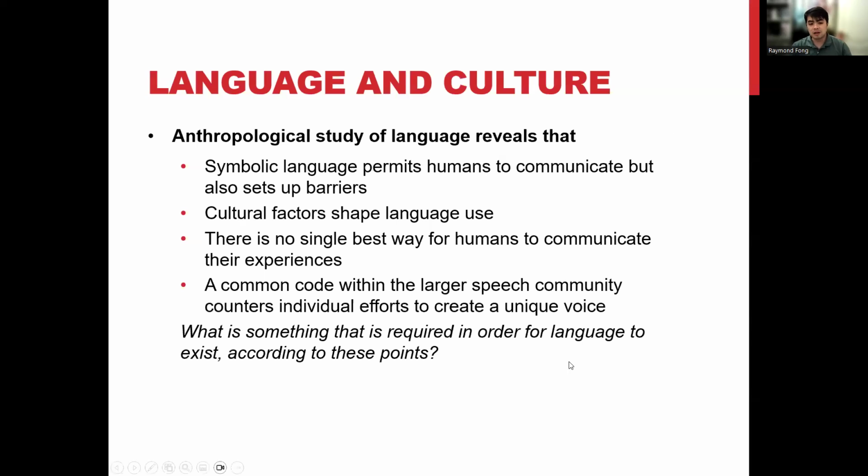Symbolic language permits humans to communicate, but also sets up barriers. The first one is related to human imagination, right? Remember how we talked about how if we all did the most efficient thing, we wouldn't have human imagination. It wouldn't be human because we're not thinking about the problem uniquely, right? Remember, that's one of the distinct things about us as humans.